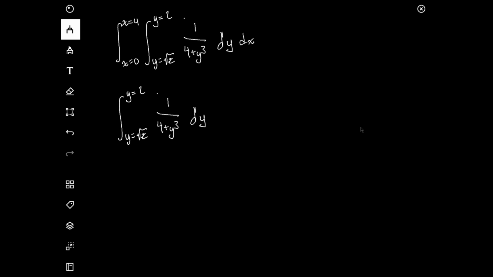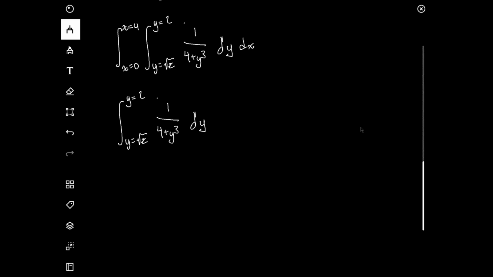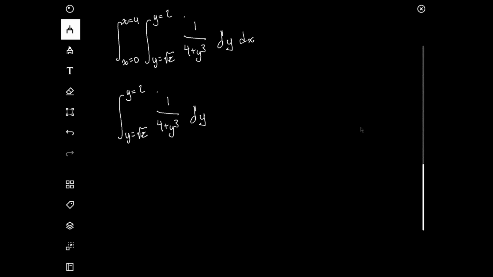You probably wouldn't solve it like this. Reason being, if you do u substitution, we run into a dead end, which I can go ahead and walk through. So let's set u equal to 4 plus y cubed. That means that du is going to be 3y squared dy.